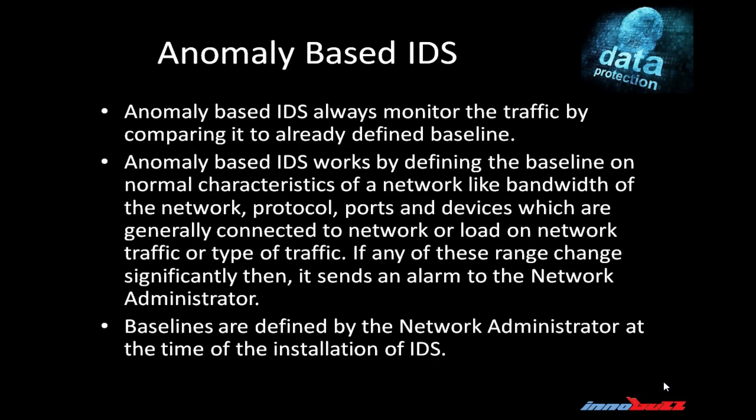The fourth one is anomaly-based intrusion detection system. Anomaly-based IDS always monitors the traffic by comparing it to an already defined baseline. Anomaly-based IDS works by defining the baseline or normal characteristics of a network: the line bandwidth of a network, protocols, ports, and devices which are generally connected to the network, or the load on network traffic or type of traffic. If any of these ranges changes significantly, then it sends an alarm to the network administrator. Baselines are defined by the network administrator at the time of installation of IDS.